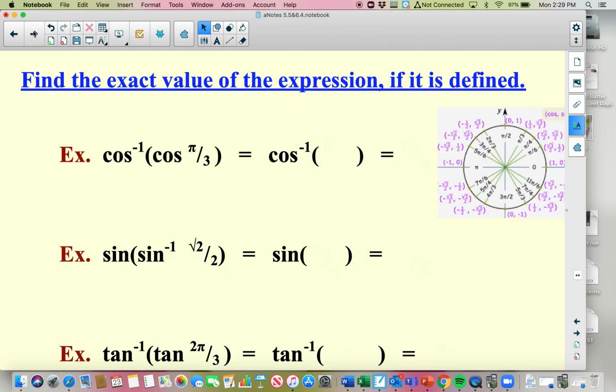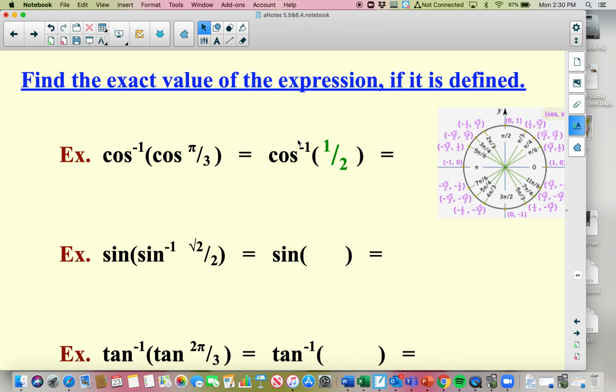All right, adding on just a little bit, you might have to do a couple trig evaluations in one question. So this example says inverse cosine of cosine of pi over 3. So clearly you start with the innermost. So cosine of pi over 3, you know your unit circle. Cosine is x, so I go to pi over 3 and the x is 1/2. Okay, so now I'm doing inverse cosine of 1/2.